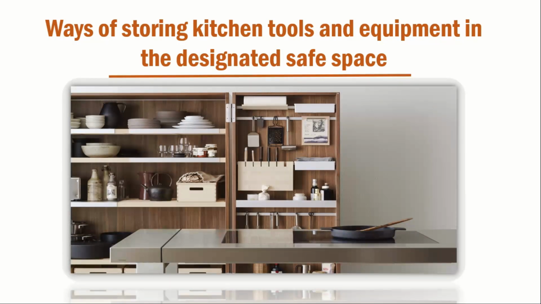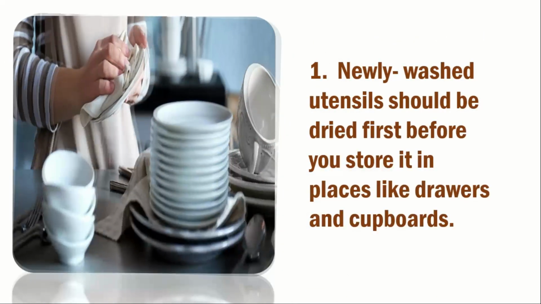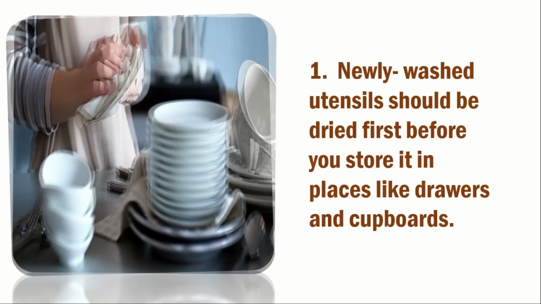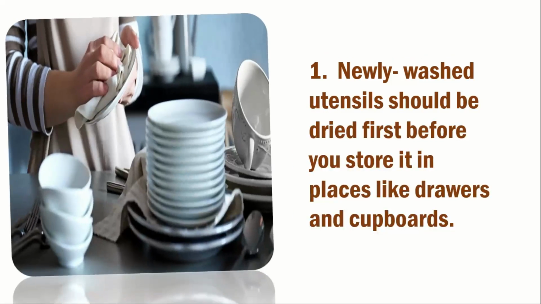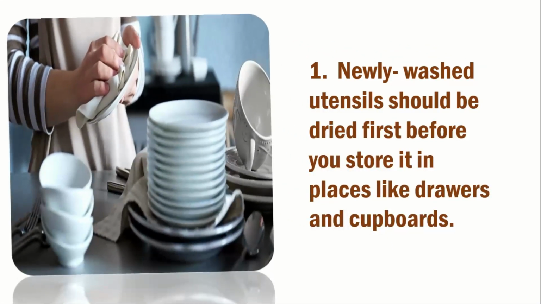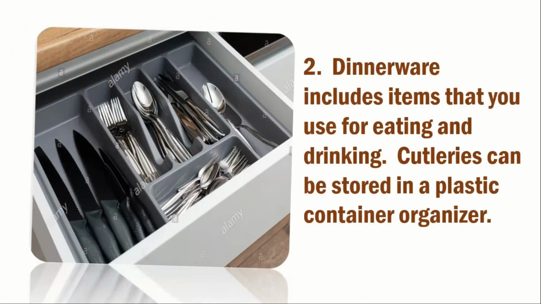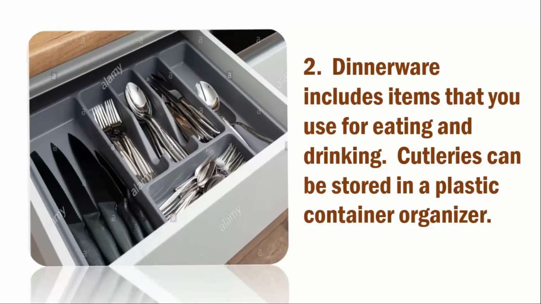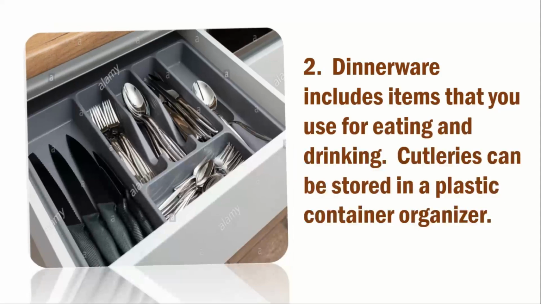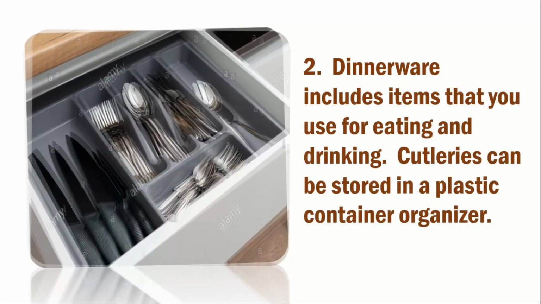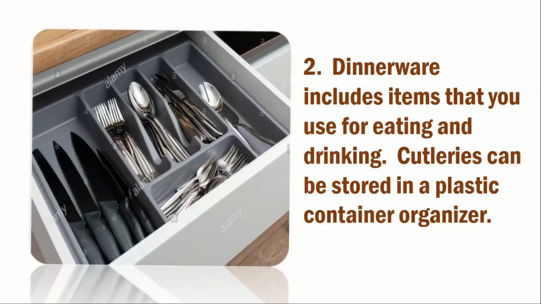Here are the ways of storing kitchen tools and equipment in the designated safe space. Number 1. Newly washed utensils should be dried first before you store them in places like drawers and cupboards. Number 2. Dinnerware includes items that you use for eating and drinking. Cutlery can be stored in a plastic container organizer.